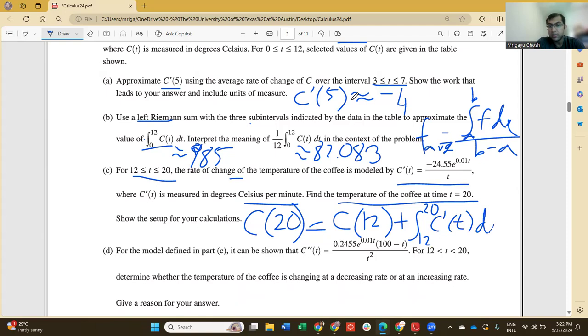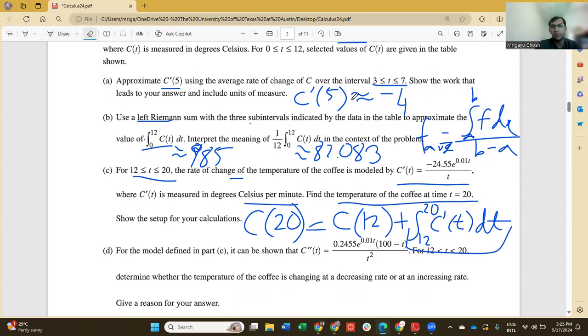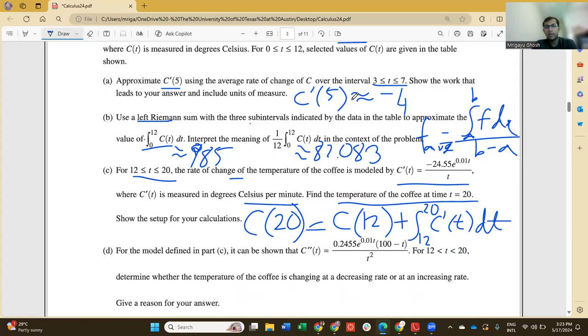t dt. So what this is saying is that we're starting at C of 12 and we're accumulating some change, which is given by the integral of C prime of t, right? Because this integral is delta C. It's a change in the temperature over that interval, right? So that's our setup, and now we're just going to put this in the calculator.